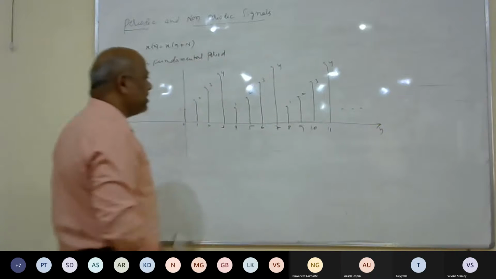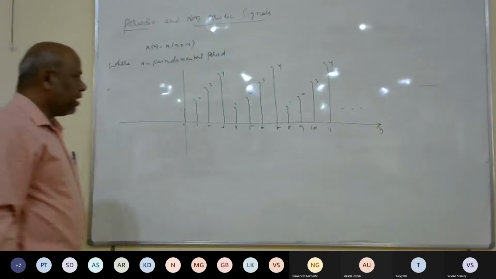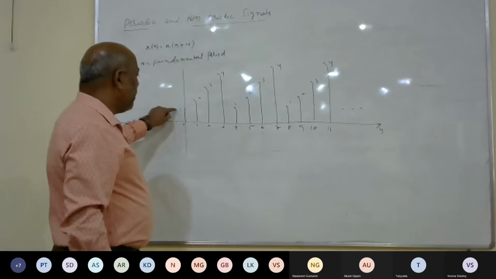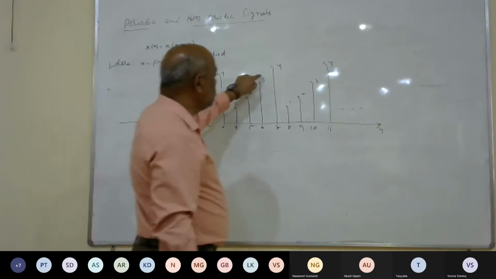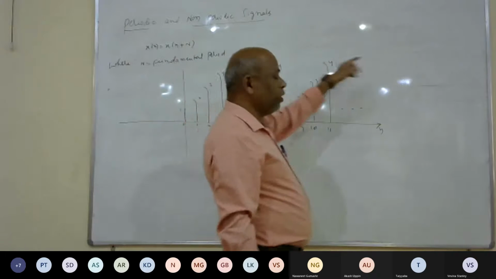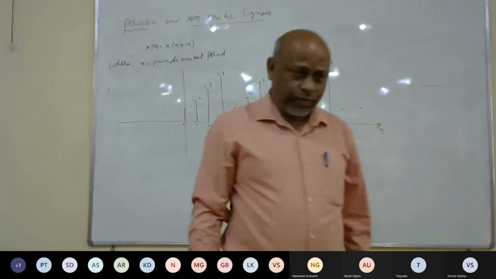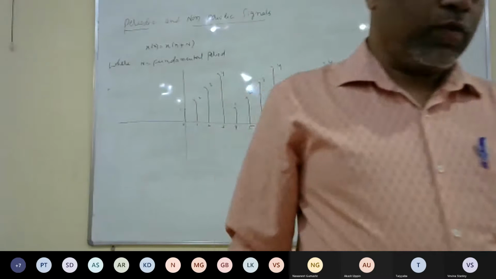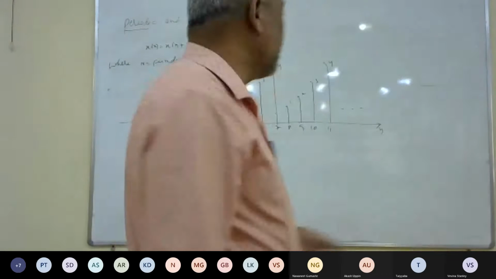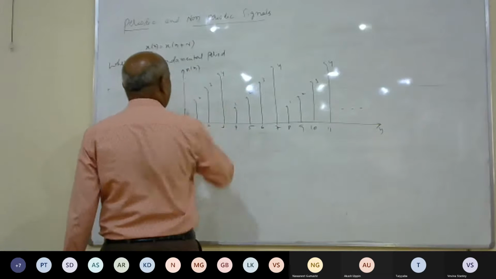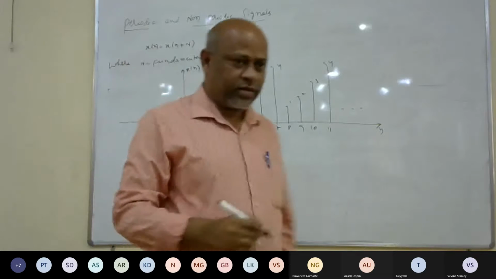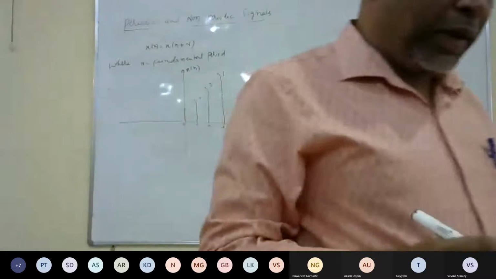We'll call this a periodic signal. Because see, how the pattern repeats here? 1, 2, 3, 4. 1, 2, 3, 4. 1, 2, 3, 4. Four samples are repeating. What is the fundamental period in this case?